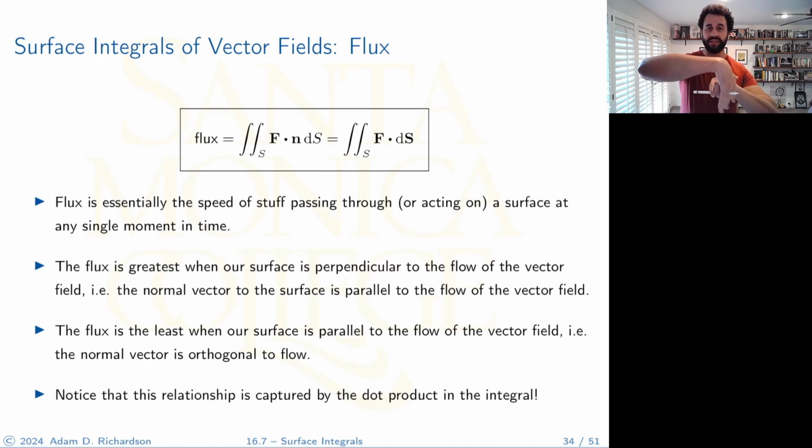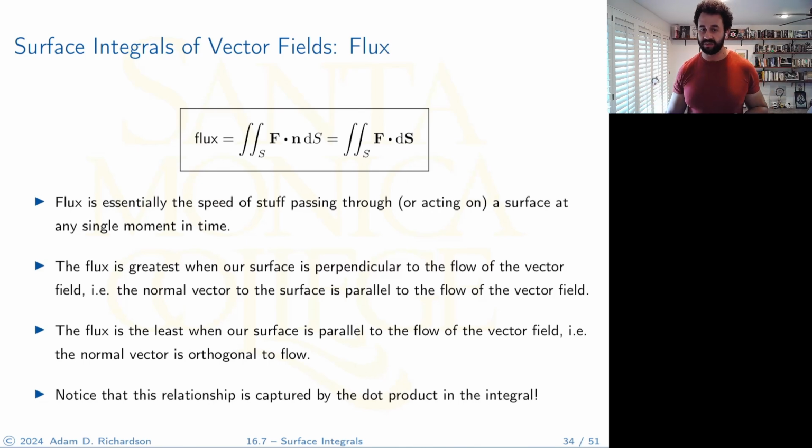The flux will be the least when the surface is parallel to the flow of the field. When it's parallel, you're not really passing through the net. You're passing along the net, but not through it. So this is when the flux will be the least, and this is when it will be the most.